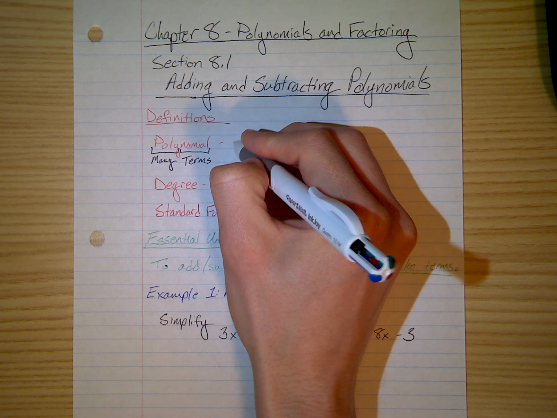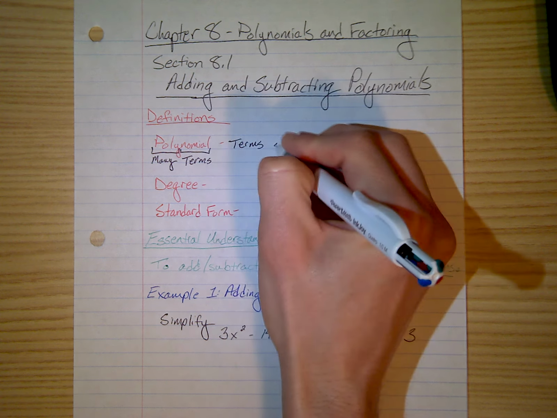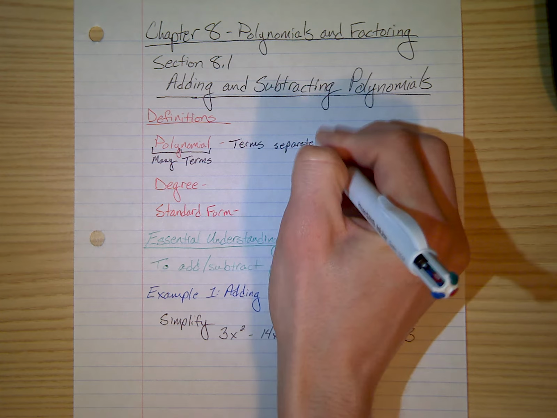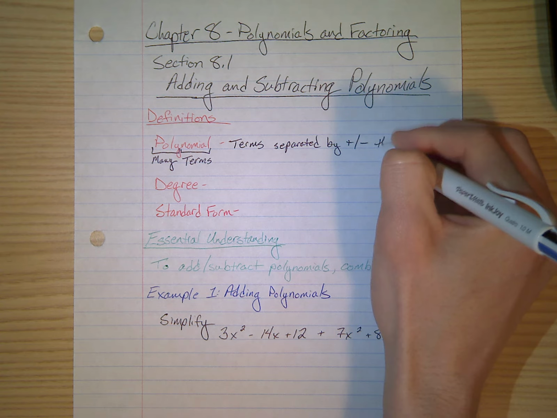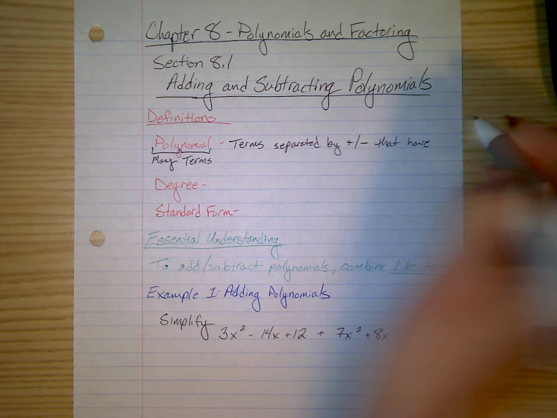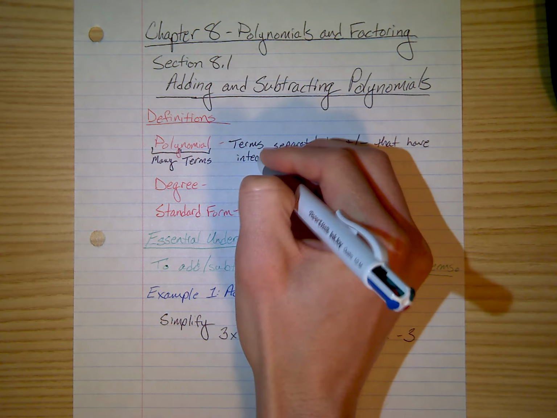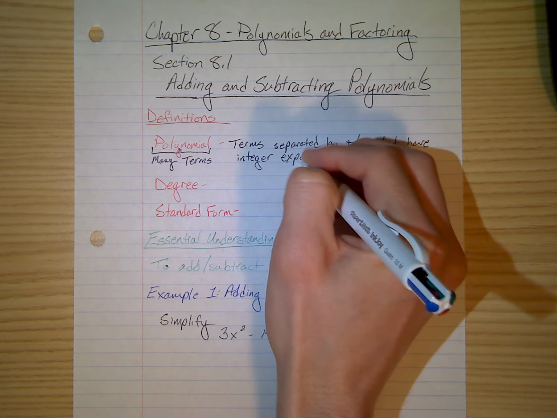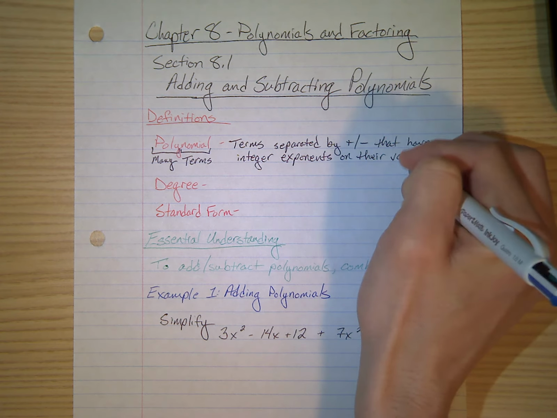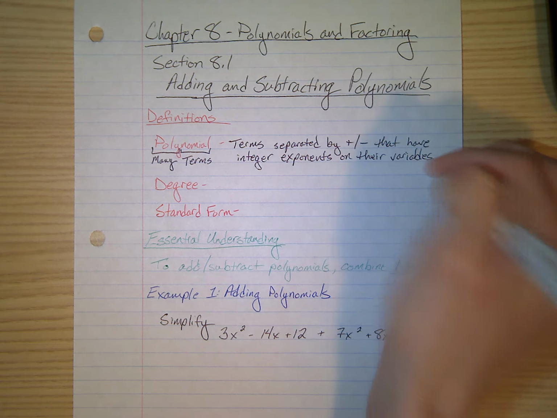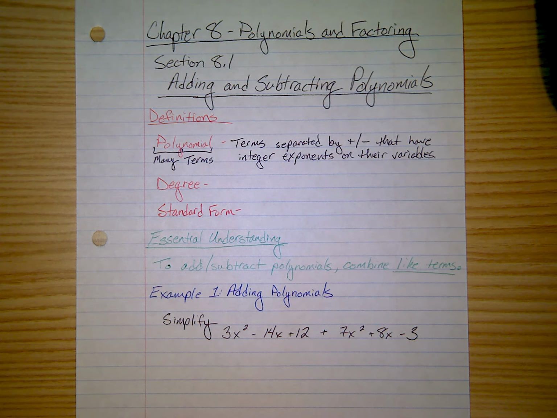Terms separated by plus and minus signs that have integer exponents on their variables. That's a combination between the easy version and the hard version of the definition. You'll understand more as we go.